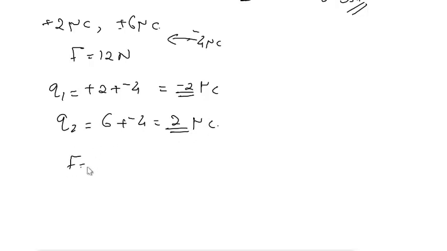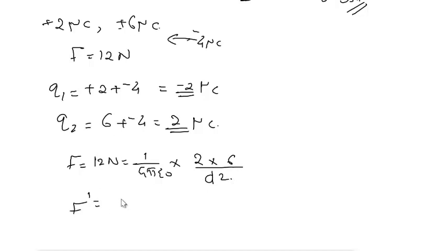Here F is equal to, we don't know the distance between them, right? The initial force F is given as 12 Newton, which is equal to 1 by 4 pi epsilon 0 into the initial charges, 2 microcoulomb and 6 microcoulomb, divided by D square. The new force will be equal to 1 by 4 pi epsilon 0 into minus 2 into 2 divided by D square, since the distance will remain the same. They are not telling us the distance is changing.